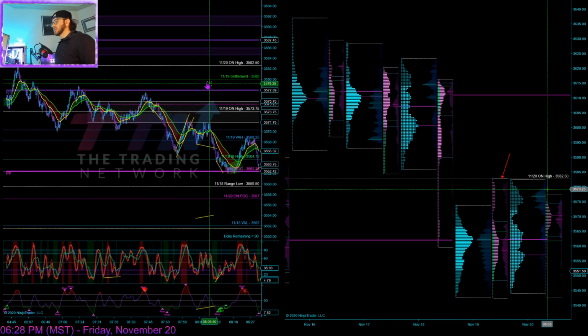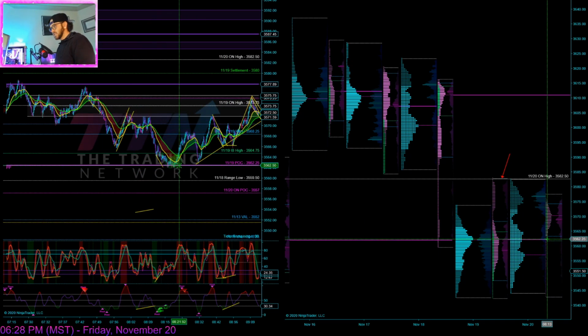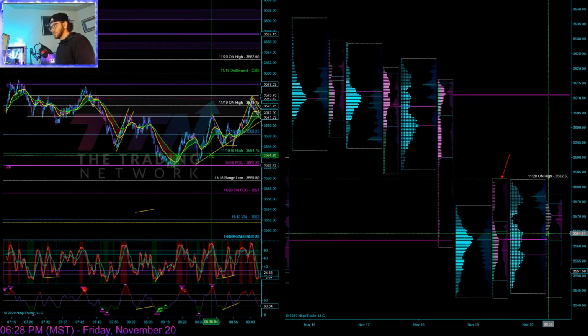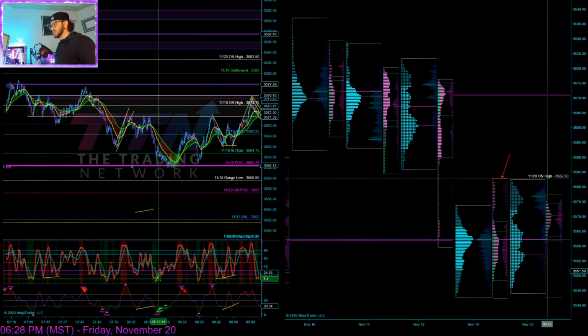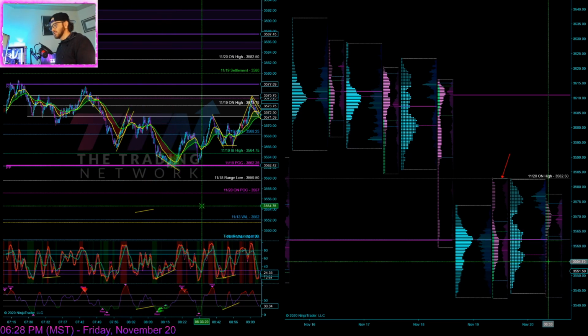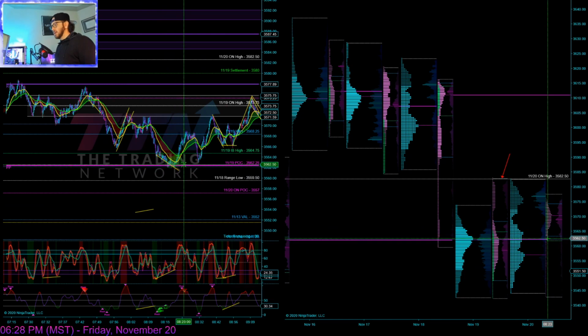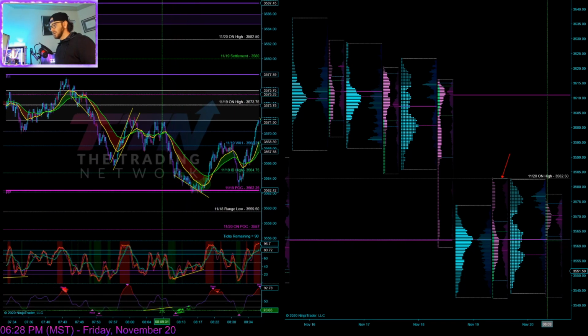We had a very nice opportunity off of these profile levels, especially this POC from the 19th combined with the Fibonacci pivot point PP. That was a really nice level. You can see that we even got divergence at this level. I mean, this is one of my favorite plays, just to give you guys an idea. And not only did we have divergence, we had divergence on multiple oscillators.